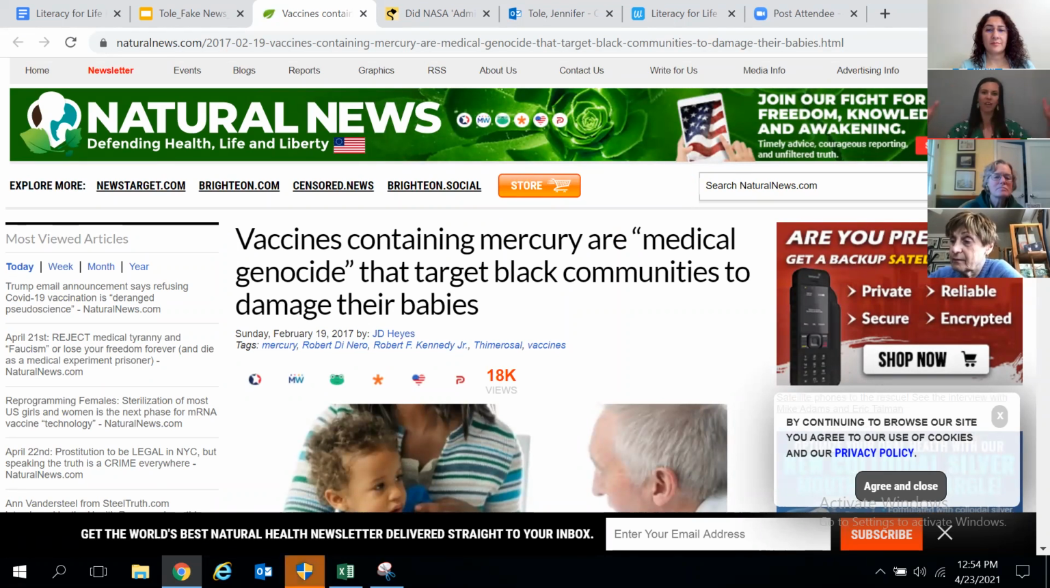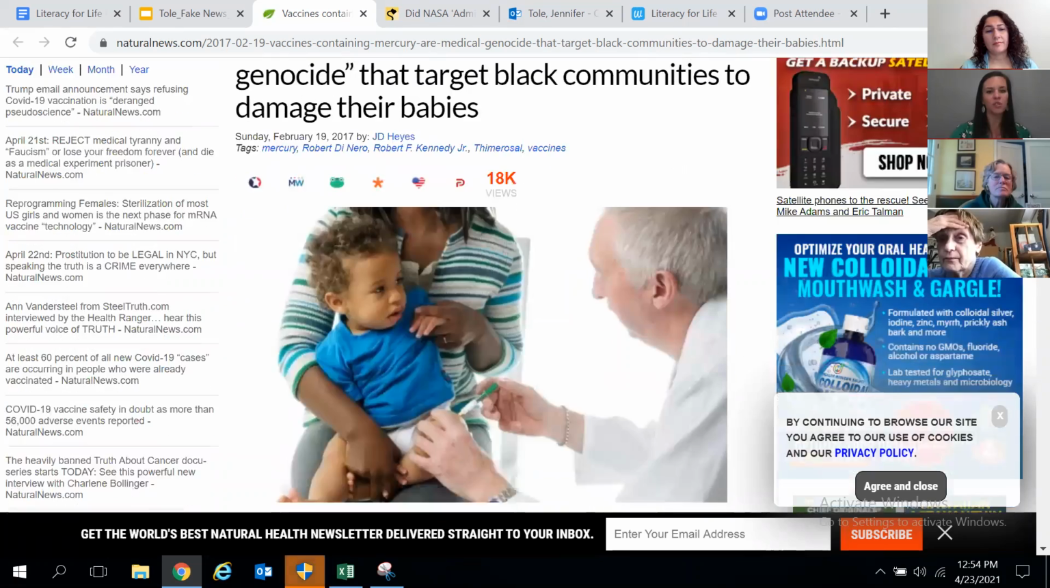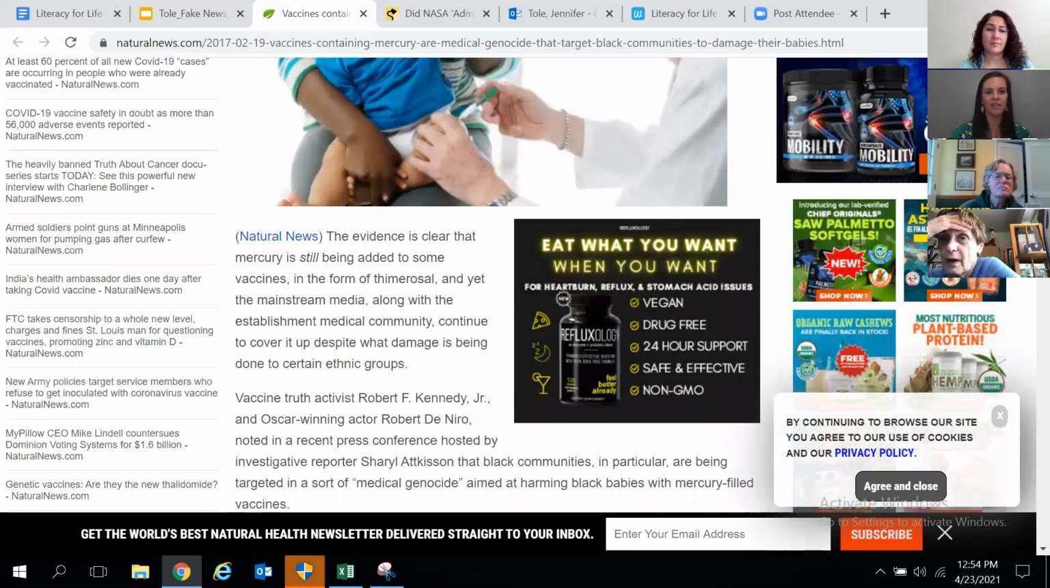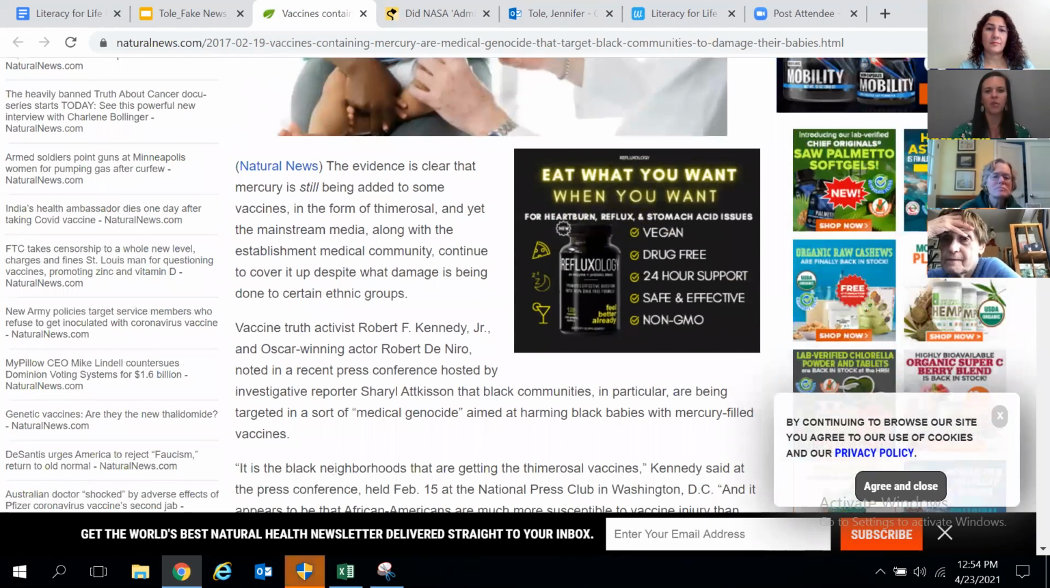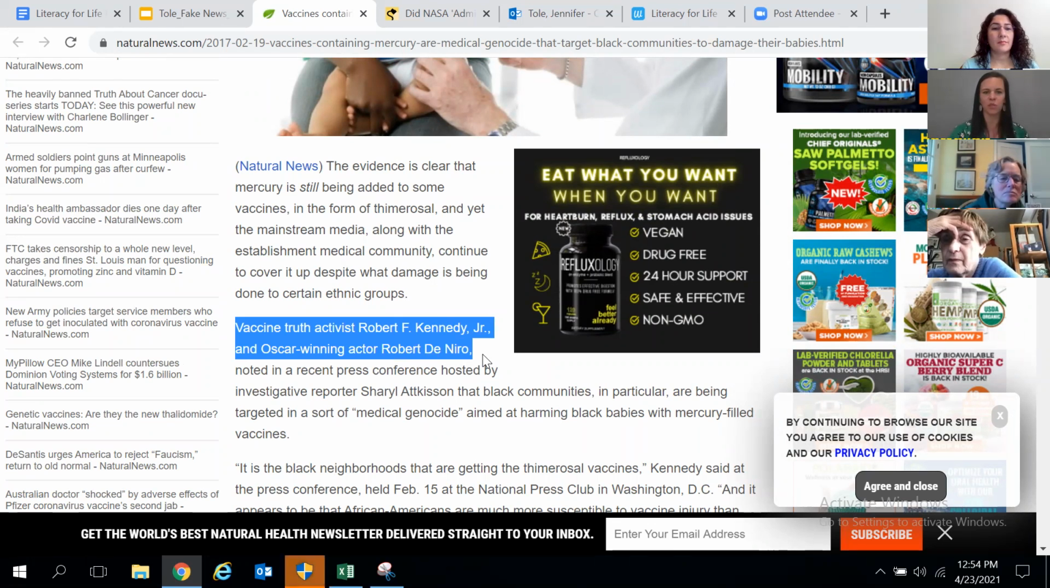But on face value, before you read anything, again, this looks legit, right? This looks like a news website. But then as you start to read, it becomes pretty obvious, the names here, that vaccine truth activists, Robert F. Kennedy and Robert De Niro, like this seems really strange, right?